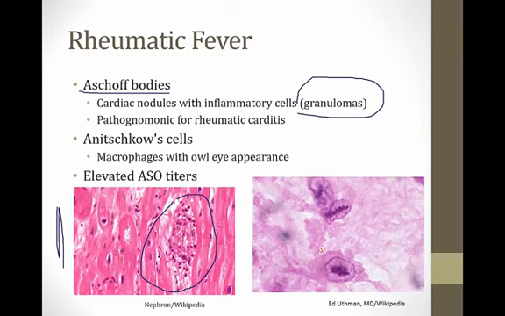And if you see this under the microscope, it's pathognomonic for rheumatic carditis. Another classic finding is the presence of Anitschkow cells. These are some of them over here in this picture. They are these macrophages with a lot of cytoplasm and an owl's eye appearance to them.